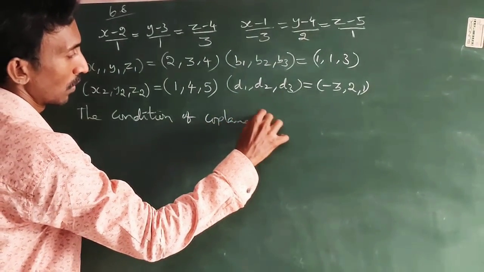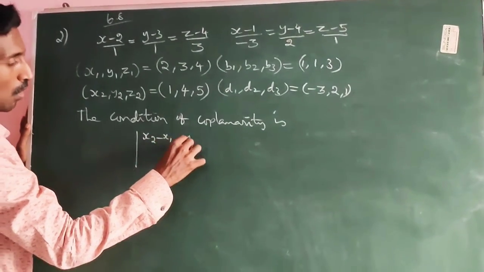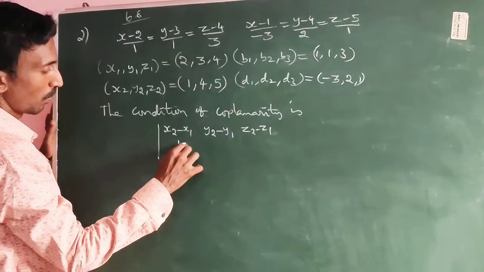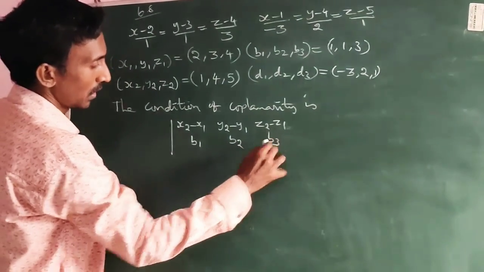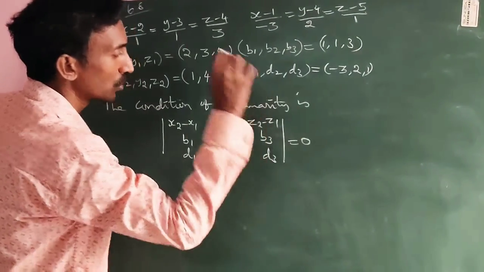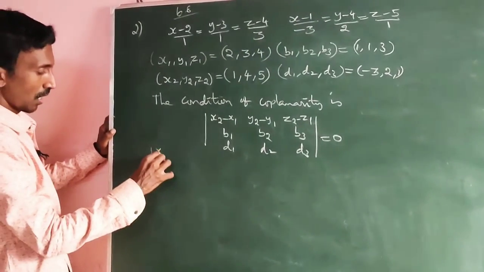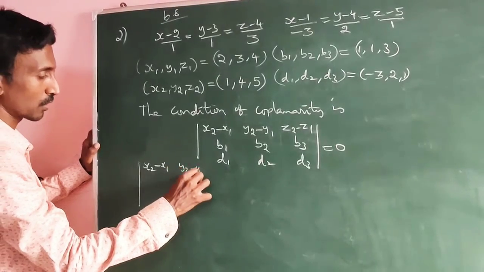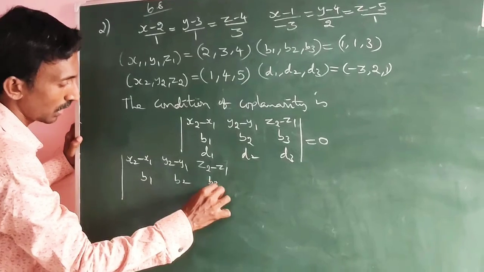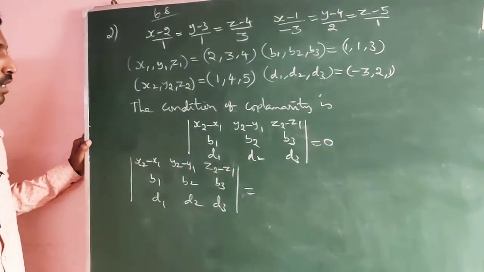Now the condition of coplanarity is the determinant of x2 minus x1, y2 minus y1, z2 minus z1, b1, b2, b3, d1, d2, d3 is equal to 0. So now take down the LHS, the same determinant, which is equal to, so what is that first?